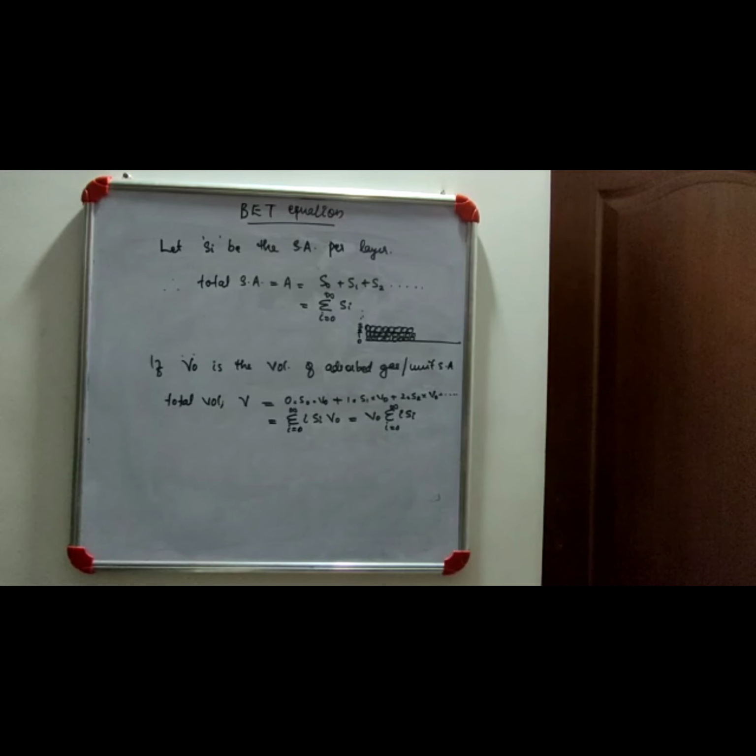Similarly, if V0 is the volume of adsorbed gas per unit surface area, then adding the volume of each layer gives us the total volume. Therefore, the total volume V is equal to 0 into S0 into V0, which is the total volume for the 0th layer, plus 1 into S1 into V0, the volume for the first layer, plus so on. This can be reduced to V0 into the sum over i equals 0 to infinity of i Si.